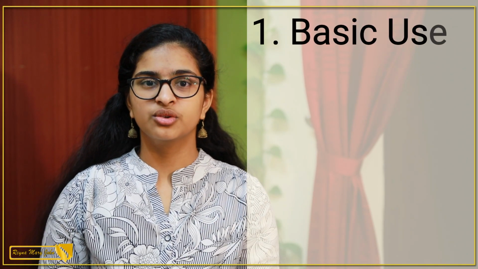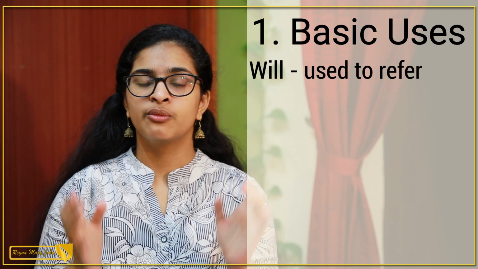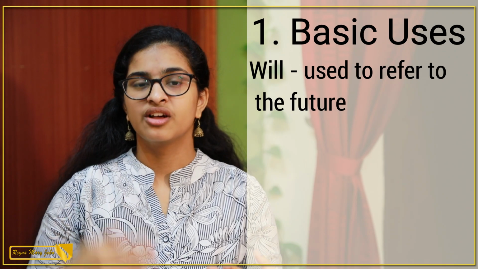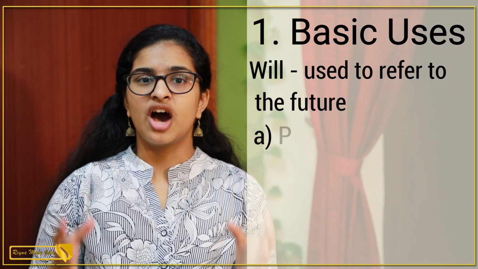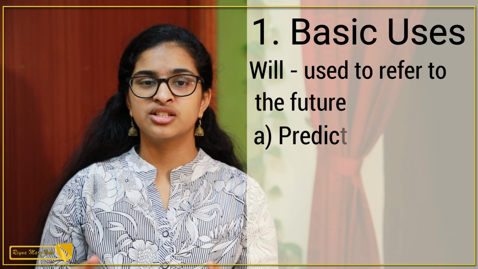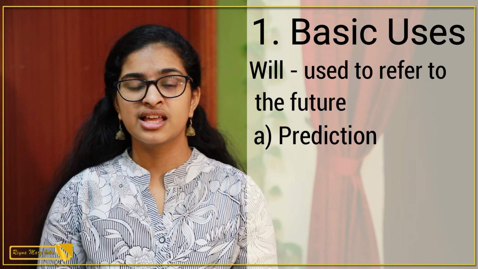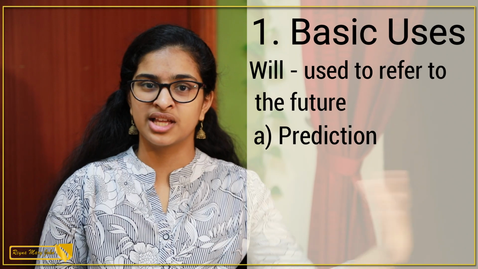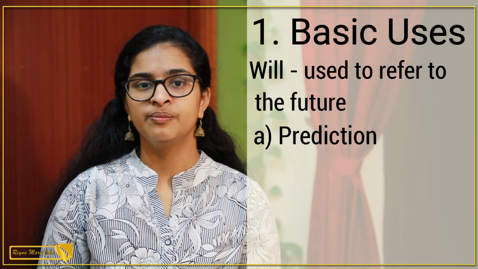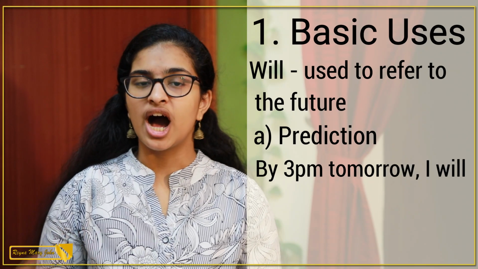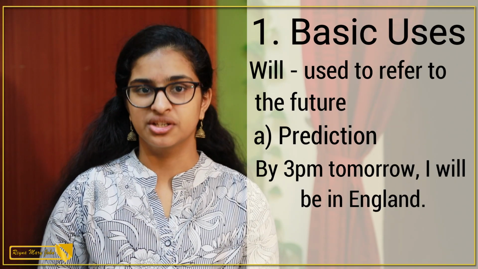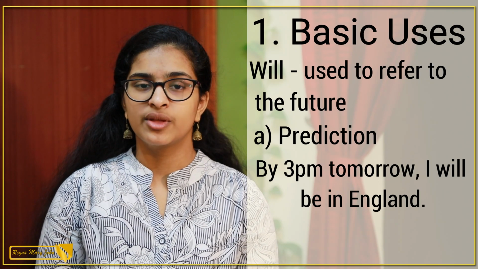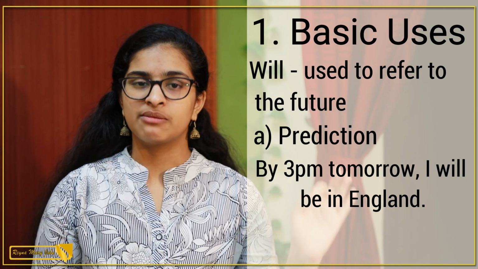Now, one thing to note, will is always used when you are referring to something that's going to be done in the future. Now there are many things that come under this. First of all, predictions. Now we all know that a prediction is something that we say or we guess that might happen later on in the future, a couple days later. So for example, by 3 p.m. tomorrow, I will be in England. Here's the situation. I am traveling to England right now and I expect that my flight is on time. Then by 3 p.m. tomorrow, I will be at my destination.